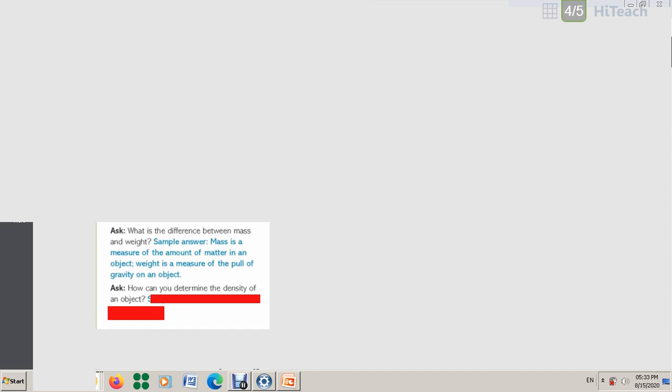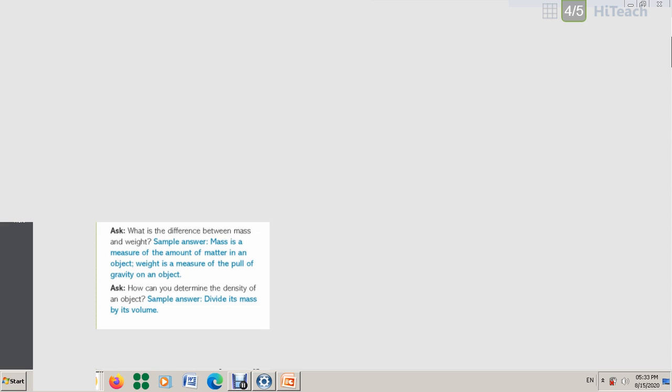Okay, so how can you determine the density of an object? What is the equation that you're going to use? By dividing its mass by its volume. Okay, dividing its mass by its volume.